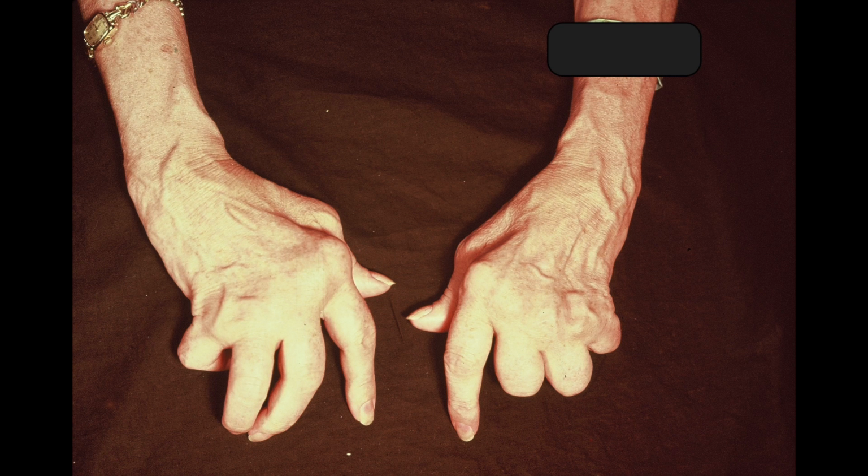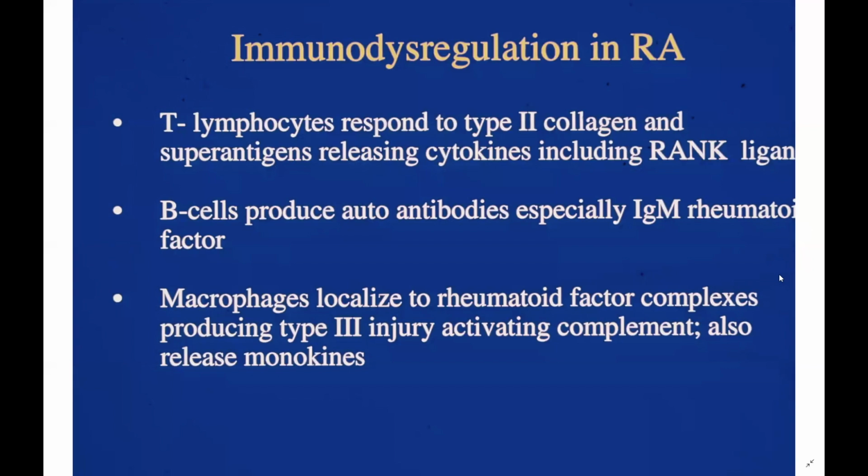Characteristically with rheumatoid arthritis, you have ulnar deviation at the fingers. And when you get to this stage, you really don't have much use of your hands. RA is an immunodysregulation disease.